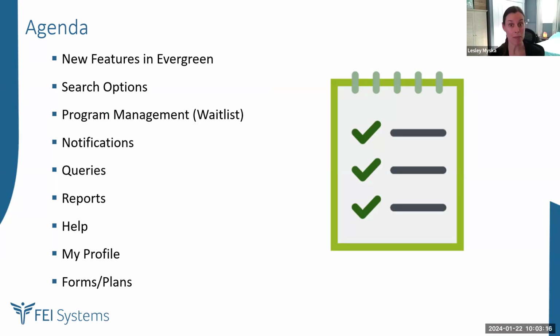And we'll spend a bit of time in the reports area because you'll have access to run a lot of reports in the system. And then I'll also cover the help features that are available inside of Evergreen, as well as the profile, your staff profile, and some features there that I wanted to call out for you. And then we'll do a little bit related to the person record forms and plans as well.